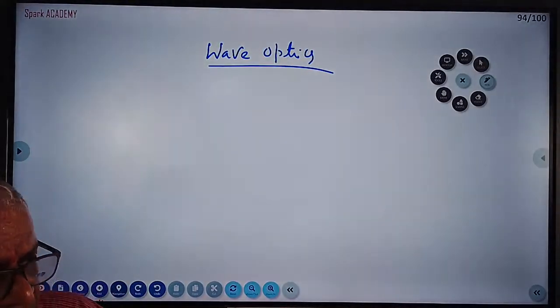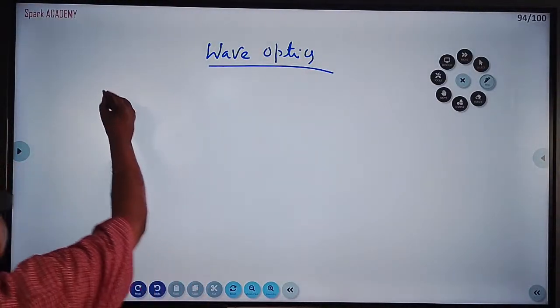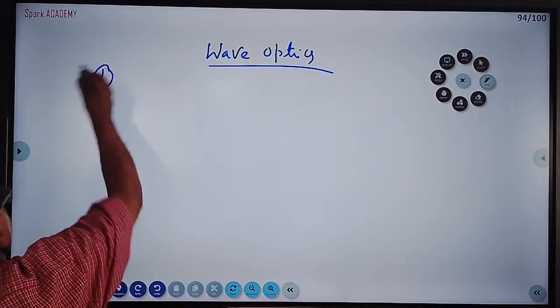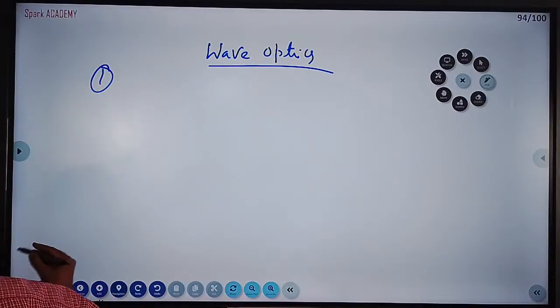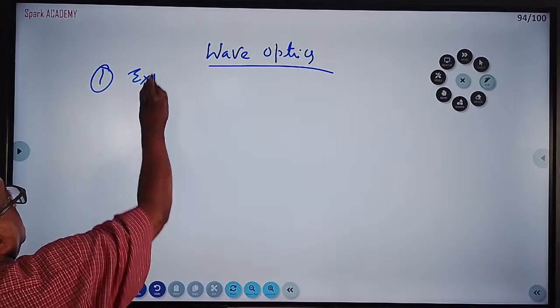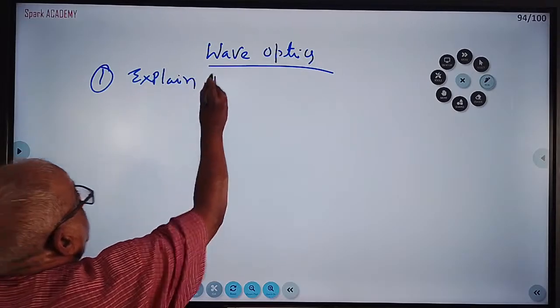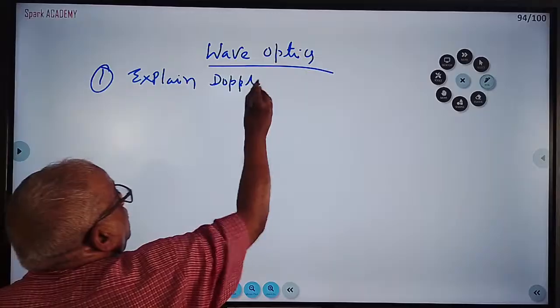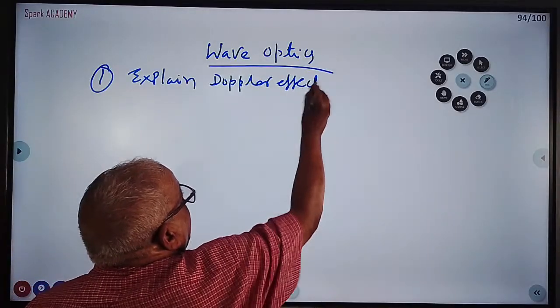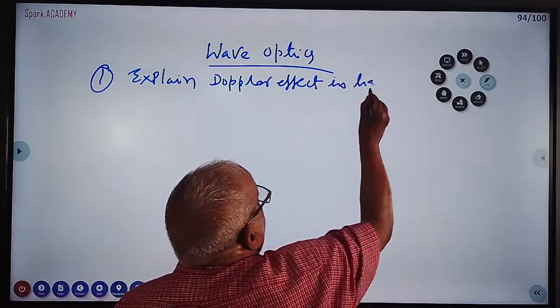Now wave optics. In wave optics, the most important question definitely appears first. First question is: explain Doppler effect in light. You can take my notes also, you get full marks. Explain Doppler effect in light.